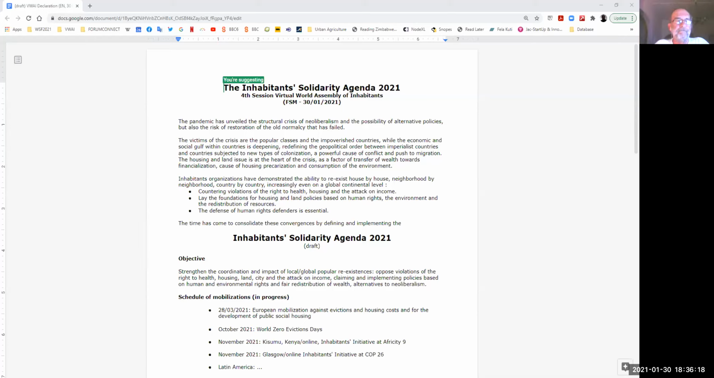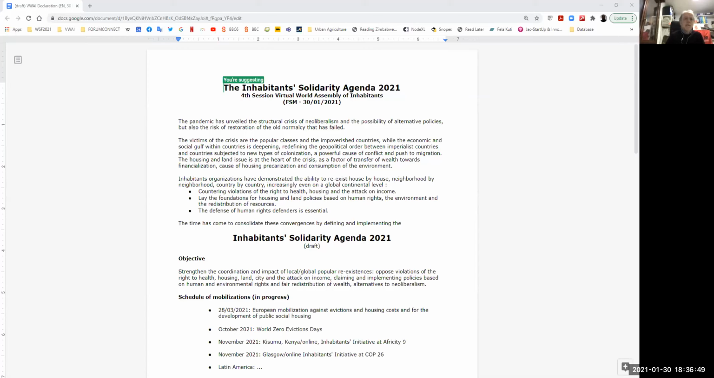Okay, perfect. So this is a draft that summarizes all the debates we've had. The idea was to summarize everything and to be practical. There is a first part. It says that the pandemic has unveiled the structural crisis of neoliberalism and the possibility of alternative policies, but also the risk of restoration of the old normalcy that has failed.